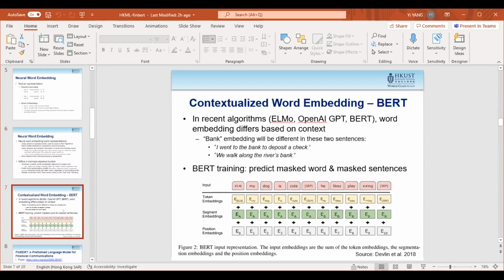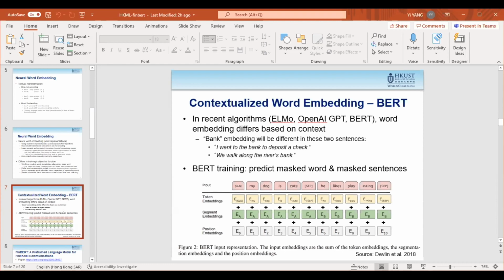The problem, as you can see, is that you may wonder how one word can be similar to either river or checking, because the meaning of a word really depends on its context. So that is a limitation of the traditional word embedding model. And now we have contextual word embedding models, Google's BERT model, as well as some other models that have been proposed in the last few years.